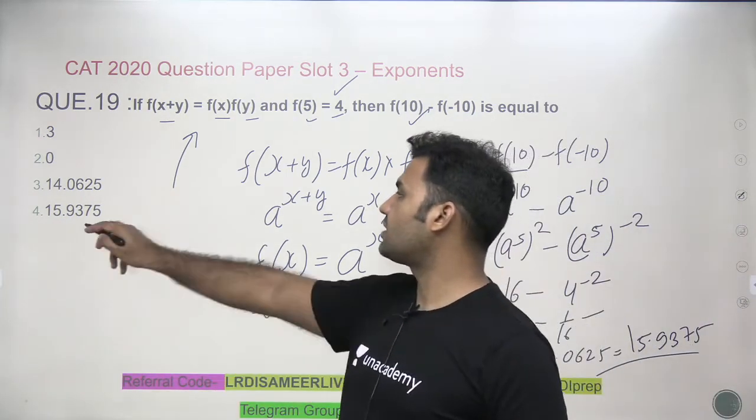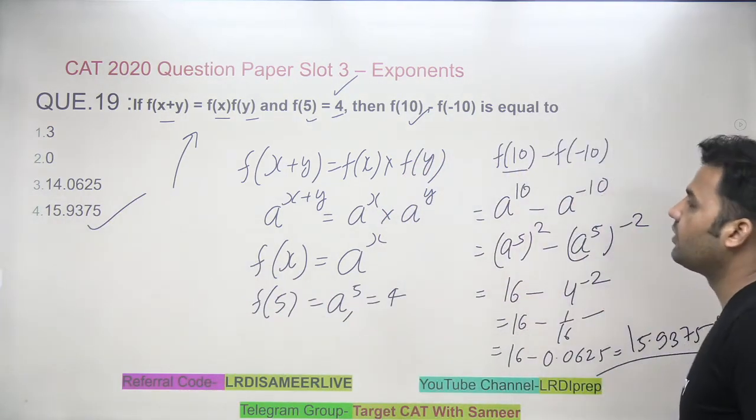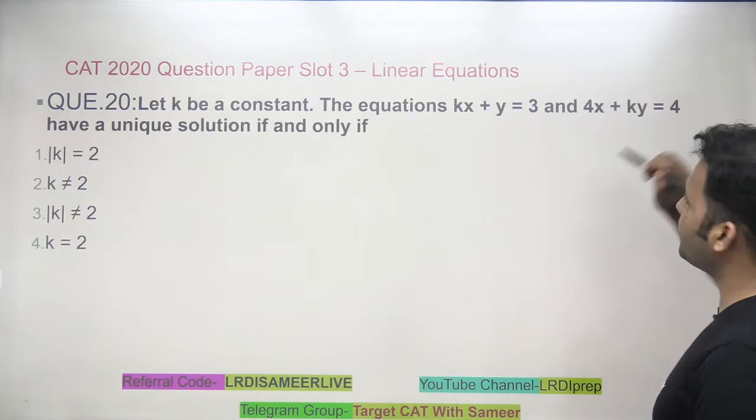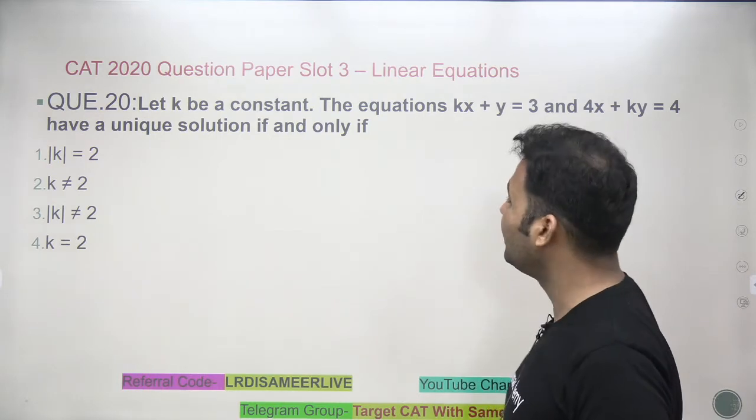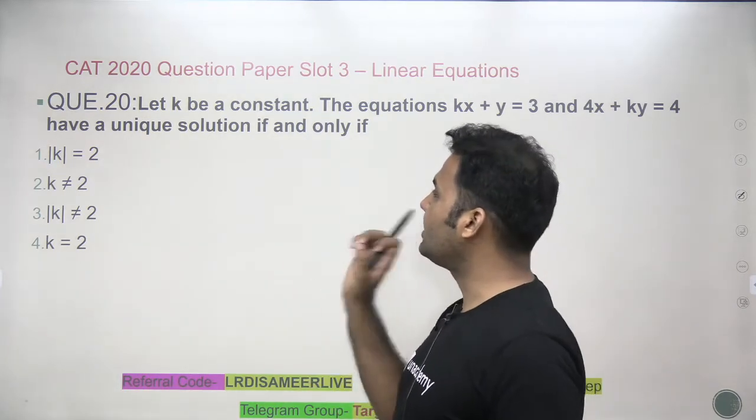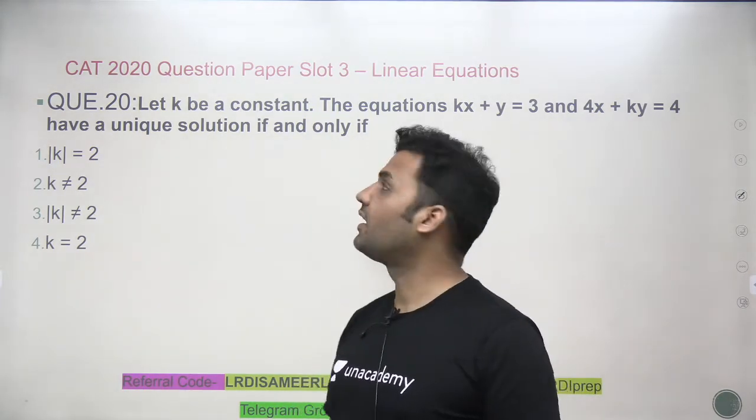15.9375 is the correct answer, which is option number 4. A very easy question. Look at question number 20 of linear equation of CAT 2020 question paper slot 3. Basic question, right? A 6th standard guy can solve this question, right?